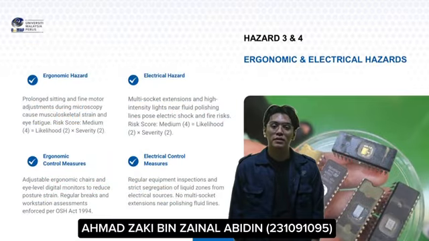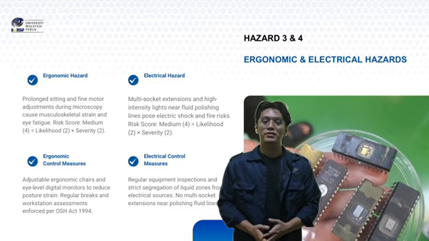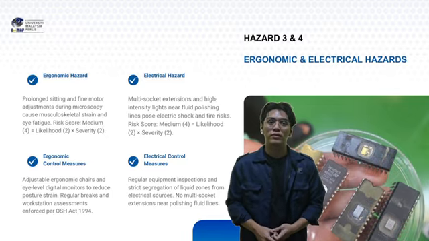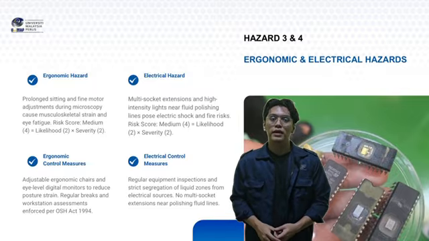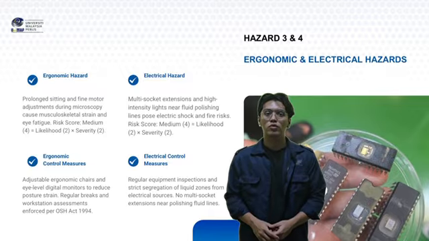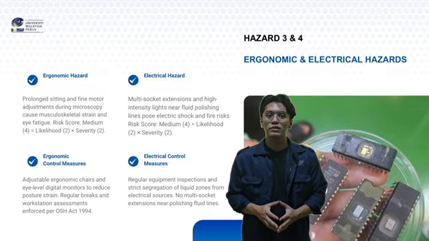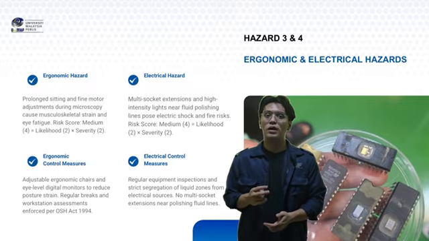My name is Ahmad Zaikus. I will explain hazard 3 and hazard 4, which are the ergonomic and electrical hazards. For the ergonomic hazard, workers may experience muscle strain and eye fatigue due to prolonged sitting and microscope work. The risk score is 4, which is a medium risk. To reduce the risk, ergonomic chairs, monitor positioning, and regular breaks are recommended.